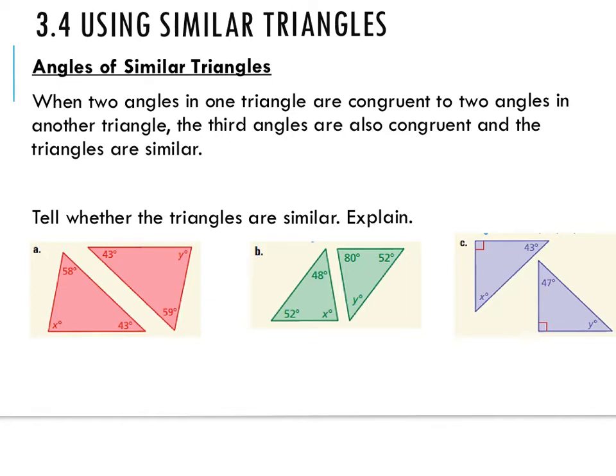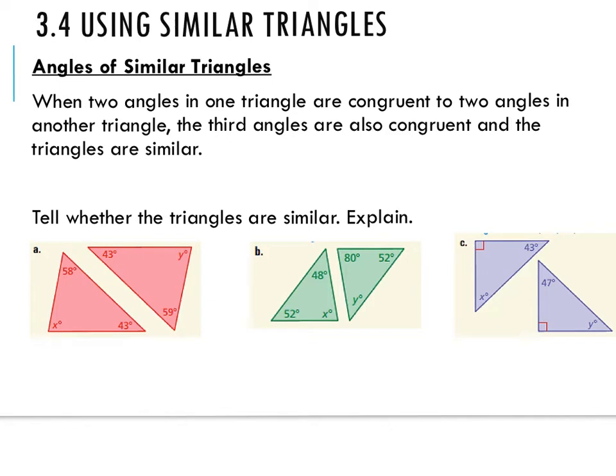If we have two congruent angles in a triangle, then that third angle must also be congruent. If you think about that, we know that all triangles add up to be 180 degrees. So if two of those angles are the same, then obviously that third one must also be equal to the third angle as well. That's the only way that we can add up to be 180 degrees. So let's look at a couple examples here: tell whether the triangles are similar, and explain.